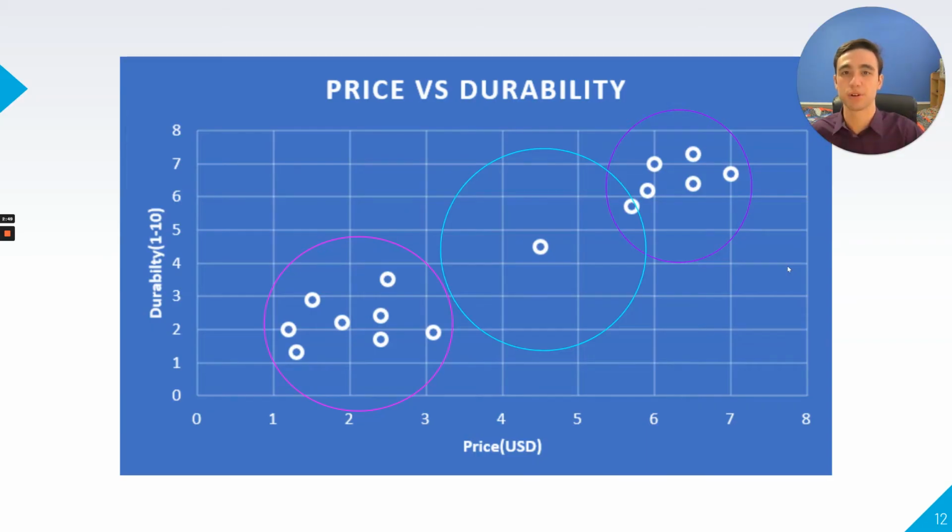In our previous example, this was an example of supervised learning, because we were able to see that there are clearly labeled axes in which we had price and durability, and the machine was also able to tell what the relationship between the two different data points was.